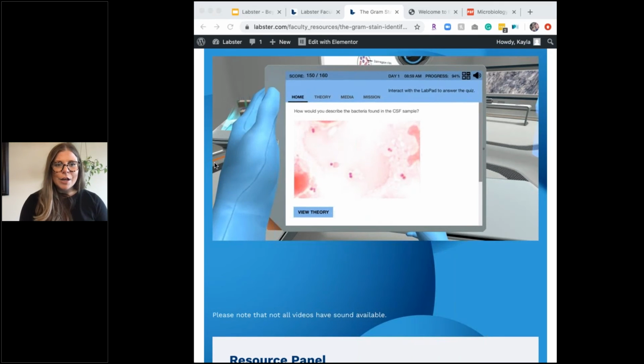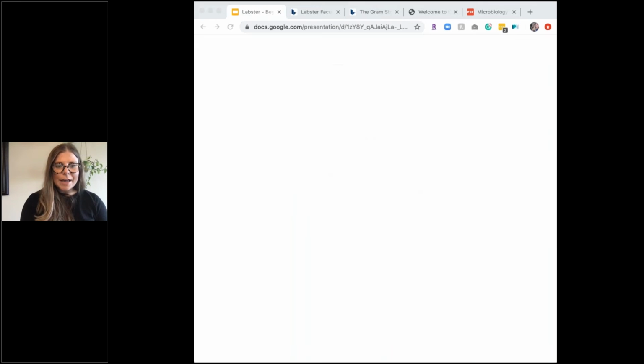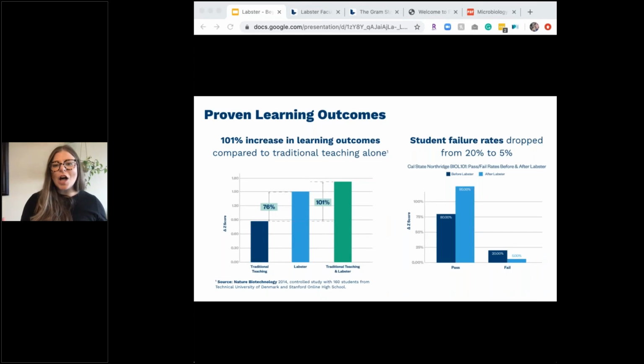All right. So moving forward, how does this all work and why? There are a couple of studies which really help us understand this. On the left, we have our first publication from Nature Biotechnology. This study showed improvements in both learning outcomes and knowledge retention with the implementation of Labster at the Technical University of Denmark. And the study showed a 76% increase in knowledge for the group that was using Labster's virtual lab compared to the group that learned the same material through a lecture.